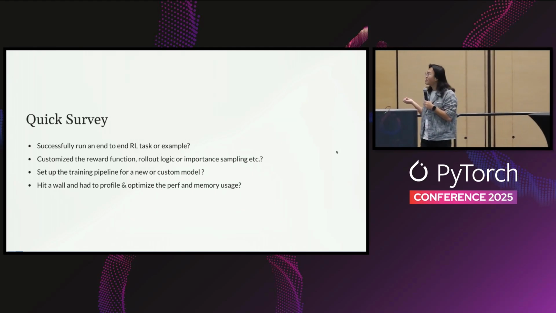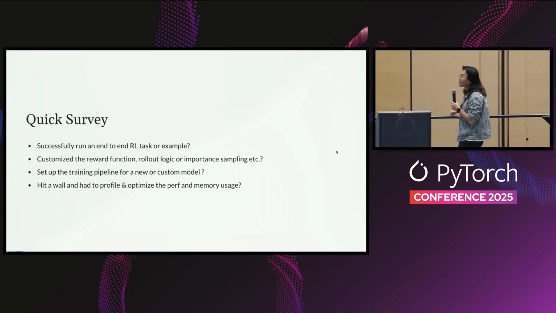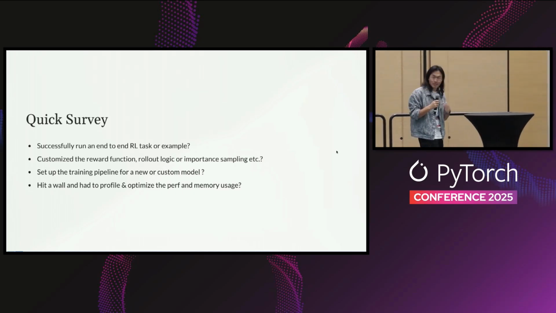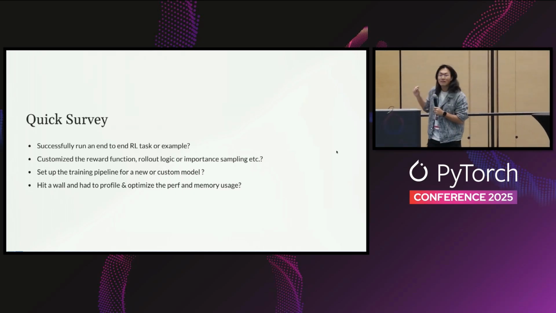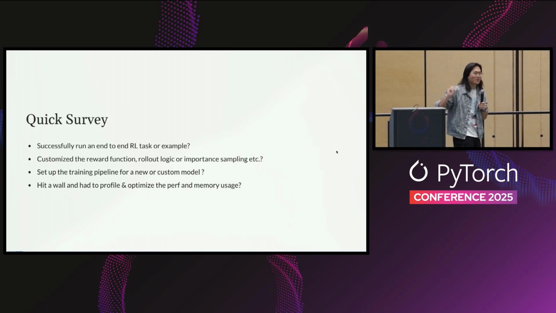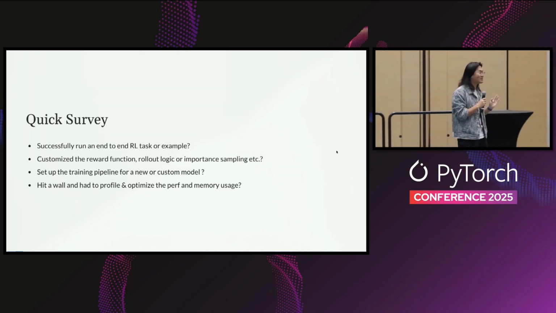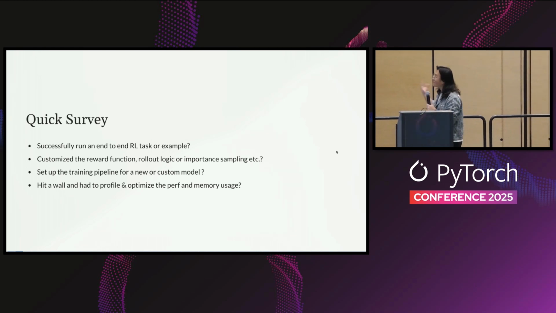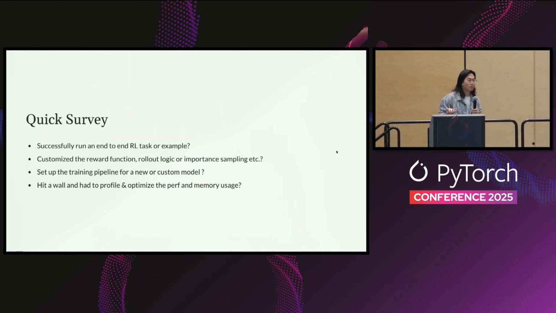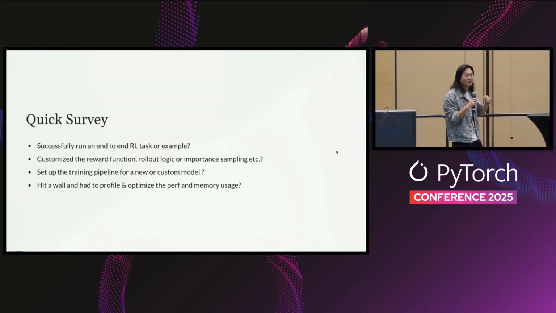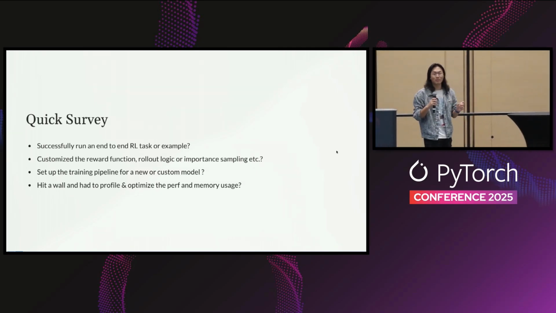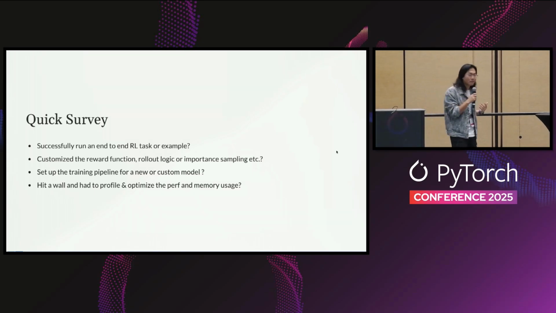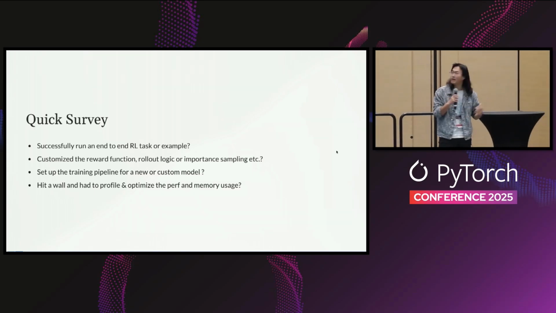And the second thing, have you heard of words like the reward function? Have you ever tried to modify or customize your own sampling logic? And the fancy words like importance sampling, have you heard about these concepts? And the third thing, have any of you tried to customize your model? Say you have a Llama model and a Qwen model, and you change some of the architecture of that model. Have you tried to set up your RL architecture and train your customized model?